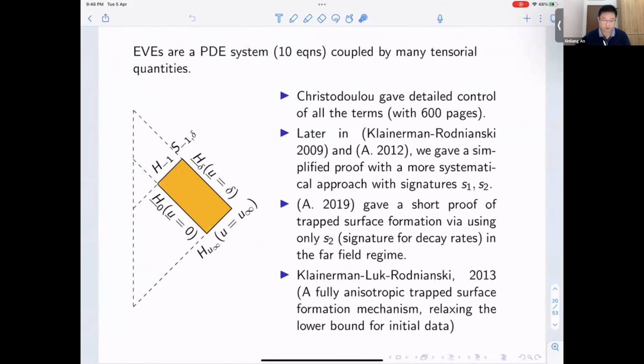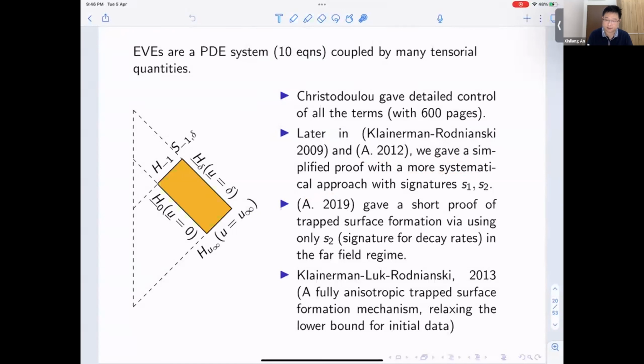So Einstein vacuum equations are a PDE system coupled by many tensorial quantities. So Christodoulou gave a detailed control of all the terms. Later, by Klainerman and Rodnianski's work, and later I extended their approach. So we give a simplified proof with a more systematic approach to prove his main result.